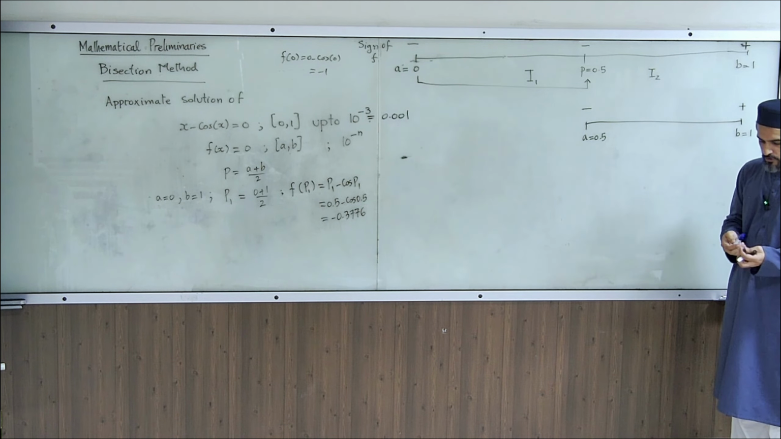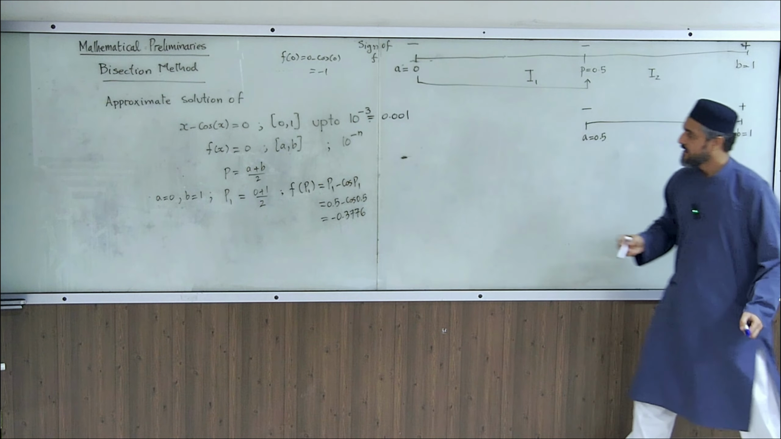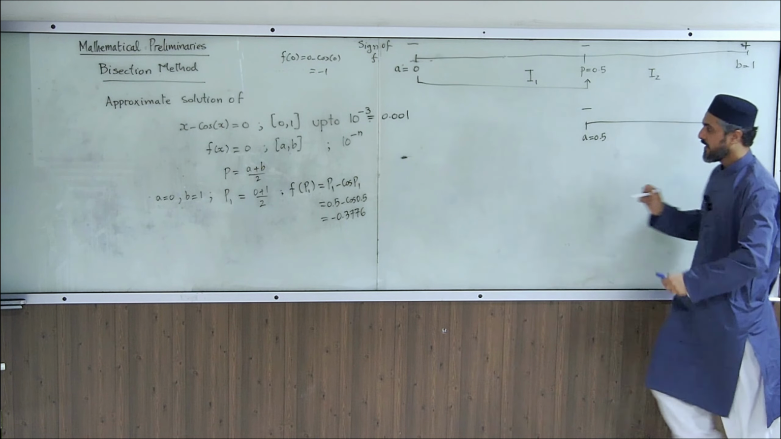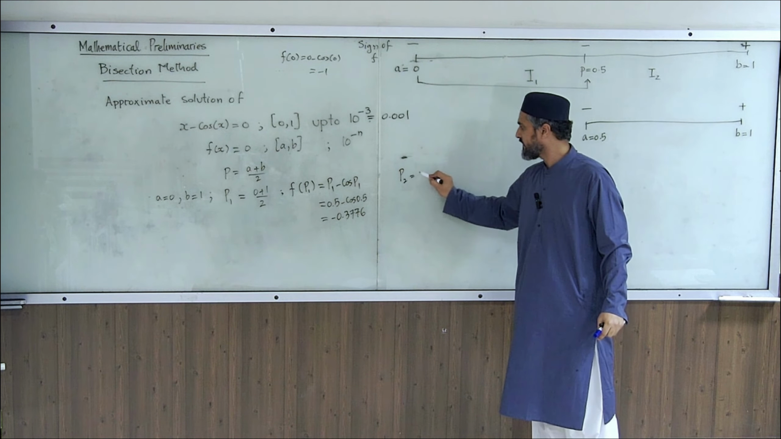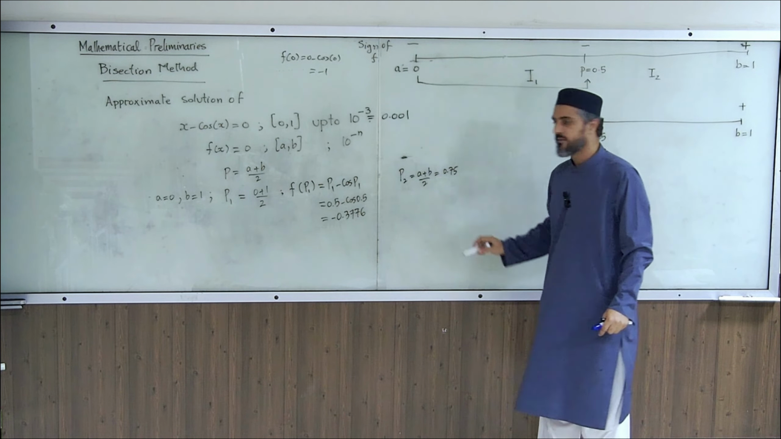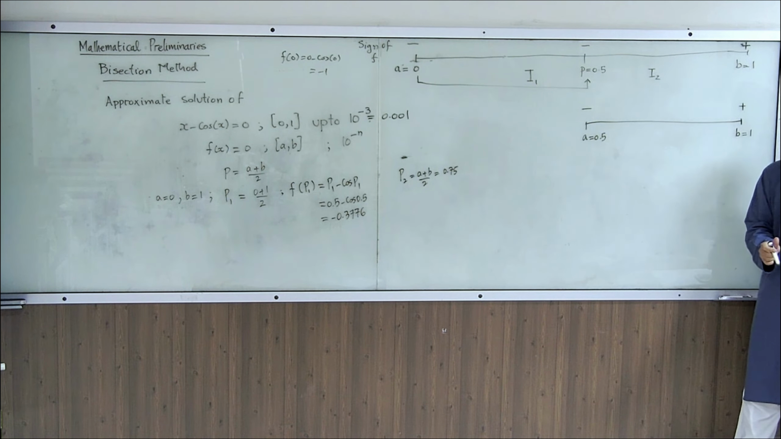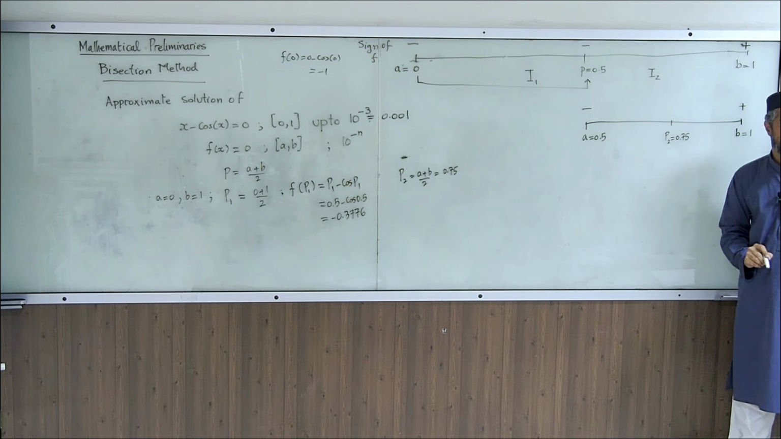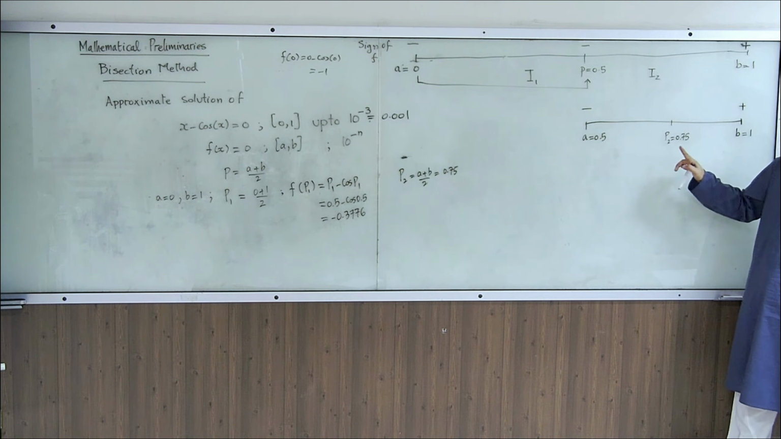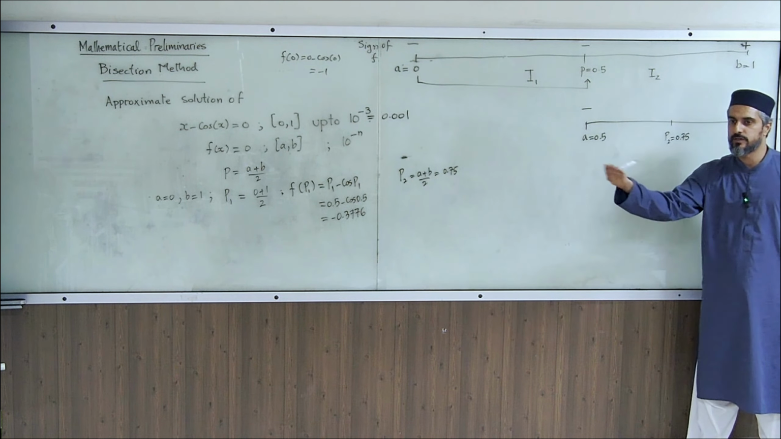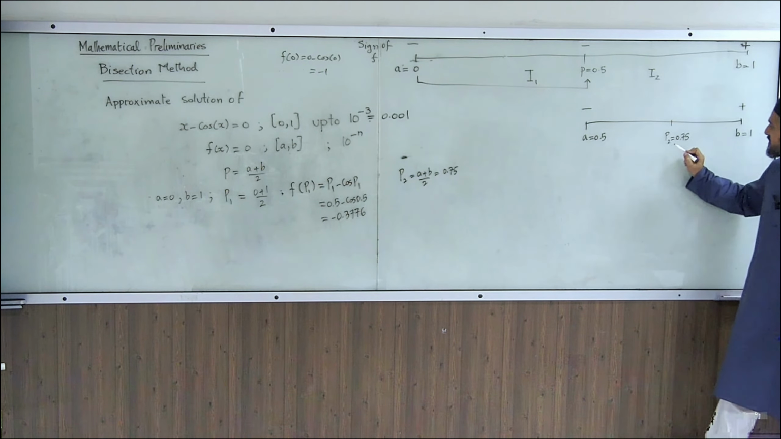Now let's see what is the midpoint of this interval. The midpoint of this interval is A plus B divided by 2, which is 0.75, because 0.5 plus 1 divided by 2 is 0.75. I at times write this just to make sure how many midpoints we're going to calculate. So this is my P2.